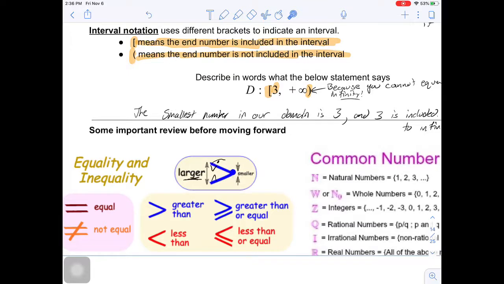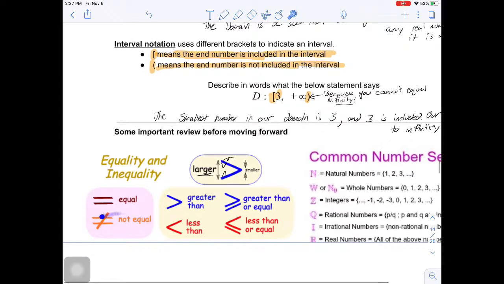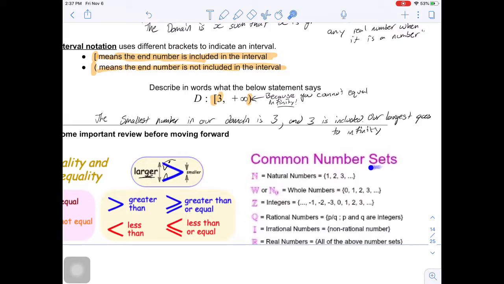You can either think of it as visually smaller, or the alligator wants to eat the bigger thing. You also have a not equal sign that you can include. And here are those letters that you're going to want to kind of remember.